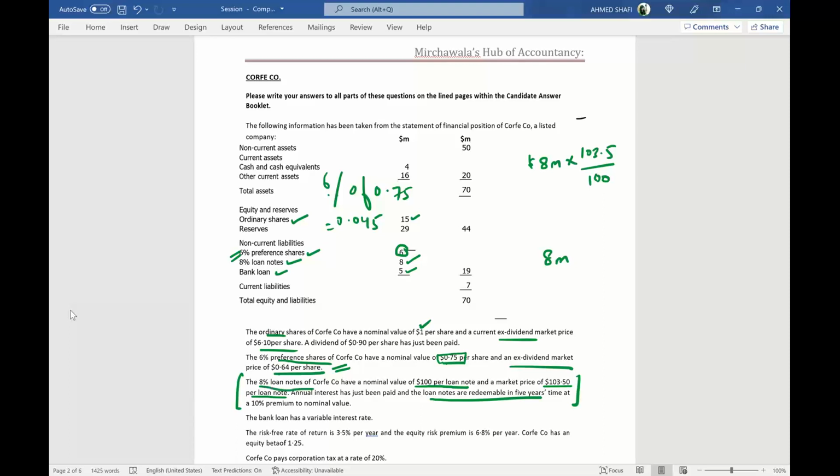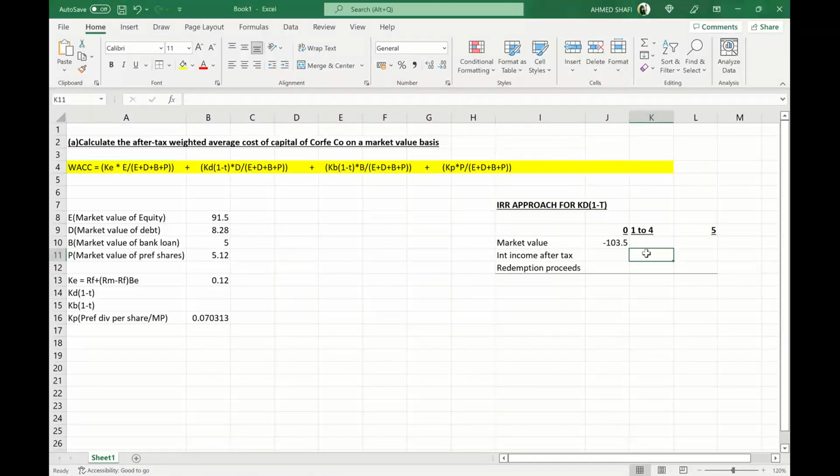8% loan notes, they pay interest of 8%. 8% of what? Always par value. Interest and dividend is always on par. So 8% of par value. Interest income is 8. This is an inflow. But he will have to pay a tax of 20%, 1.6. So interest income after tax would be 6.4 each year for 5 years. For 5 years, this will be his interest income.